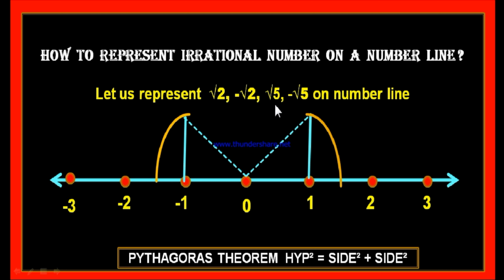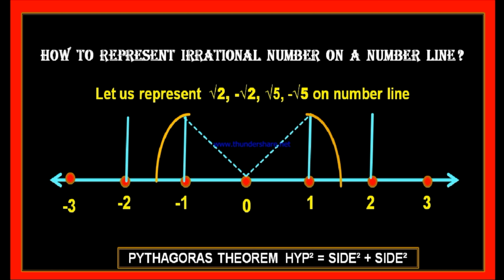Root 5 is nothing but 4 plus 1, isn't it? 5 is equal to 4 plus 1. 4 means 2 square. 2 square plus 1 is 5. Therefore, on one side of the right triangle, we take it as 2 units. From 2, you draw a perpendicular line whose length is equal to 1 unit. And on the other side also, from minus 2, draw a line segment of length 1 unit.